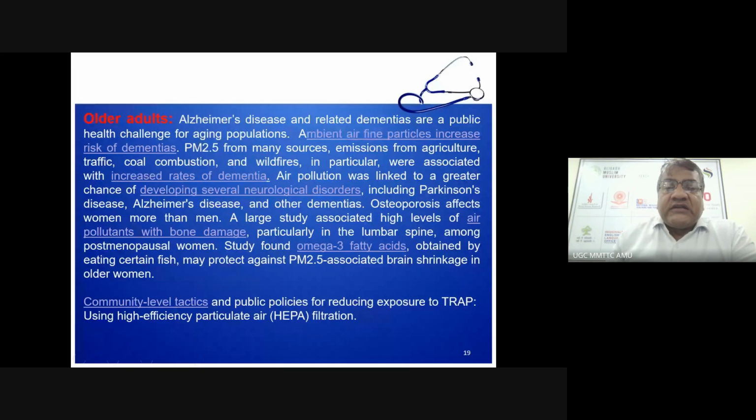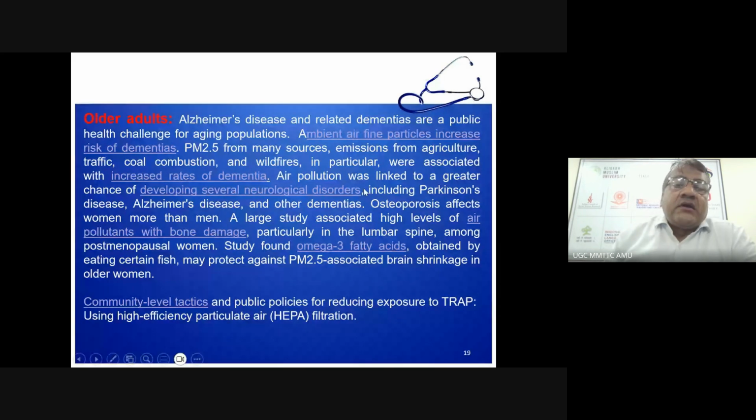The study found omega-3 fatty acids obtained by eating certain fish may protect against PM2.5 associated brain shrinkage in older women. So how we can counter this in old age is we take omega-3 fatty acids, which are available in the form of capsules, and which are found in large quantity in fish. People can use fish in their diet. This omega-3 fatty acid may protect against PM2.5 associated brain shrinkage.